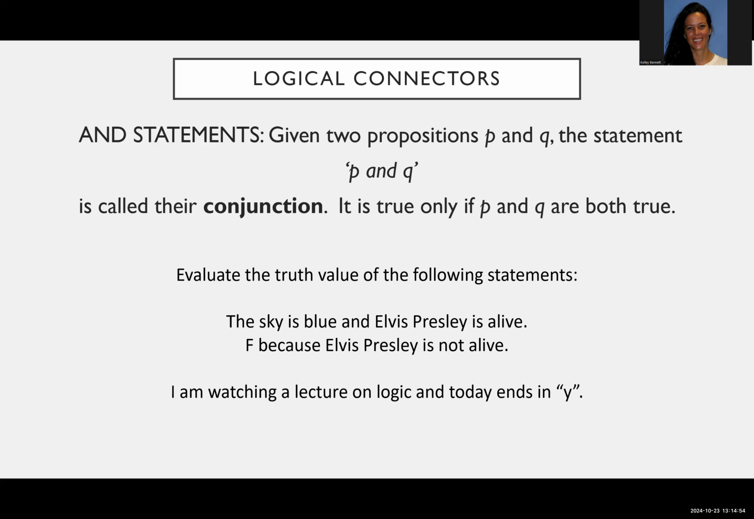How about this example? I'm watching a lecture on logic, and today ends in Y. So proposition P would be, I am watching a lecture on logic. Proposition Q would be, today ends in Y. The word connecting the propositions is "and", A-N-D. So this is a conjunction still. So I need to make sure that both propositions are true.